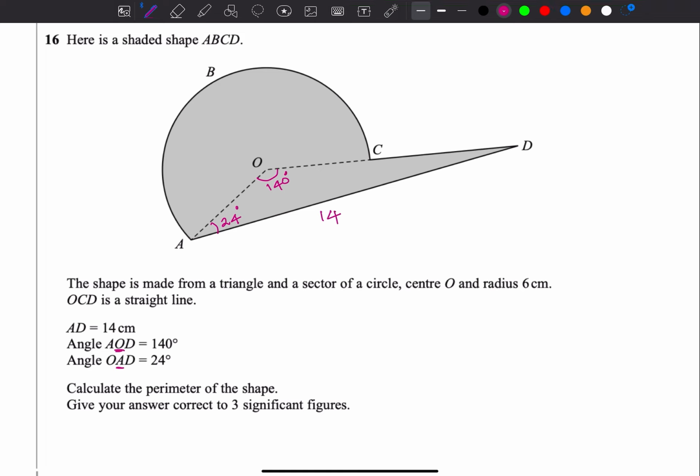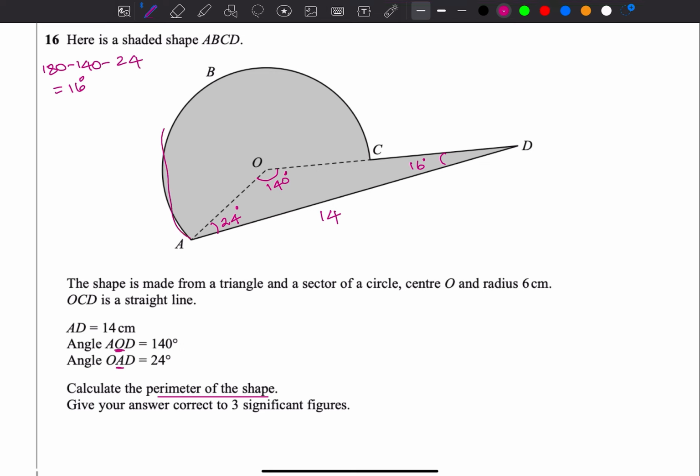Now, okay, so what we could do, we could work out this angle here, which is 180 minus 140 minus 24. That's going to give you 16 degrees on that one. Okay, now using this, because they want the perimeter of this full shape, I can work out the arc length.